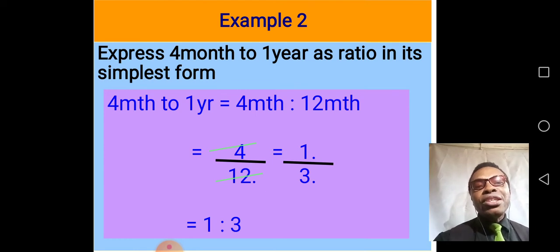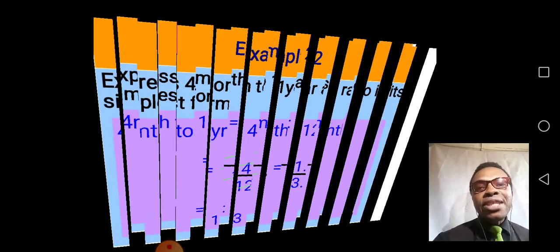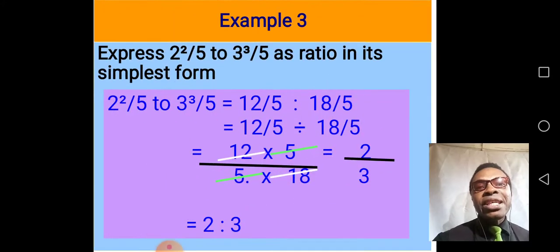So 4 ratio 12 months will give you 4 over 12. Notice the months are out now because we have month and month. So it becomes 4 over 12. 4 into 4 is 1, and 4 into 12 is 3. And so our answer is 1 ratio 3. Let's look at further examples.